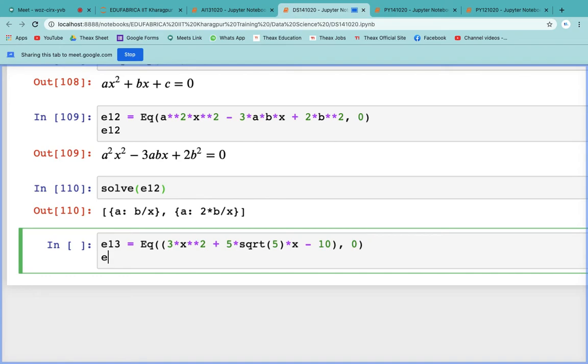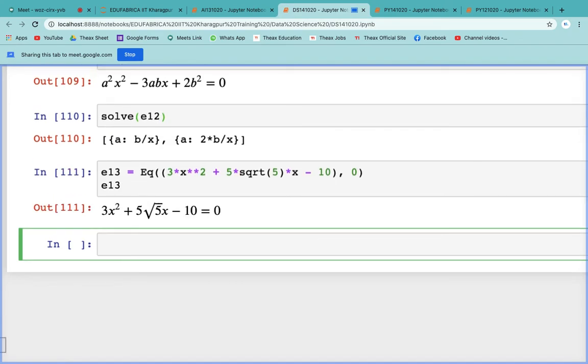But we cannot take our laptops into exams. That's the thing. This is particularly used to write a PDF, or when you are trying to do some numerical analysis. Yes, that's what I was thinking. So in those cases, like if you are in a meeting, you want to present something, or in a training session, then you can make students clear how to use this thing. Okay, so equation 13: 3x squared plus 5 root 5x minus 10 equals to 0. Answers.